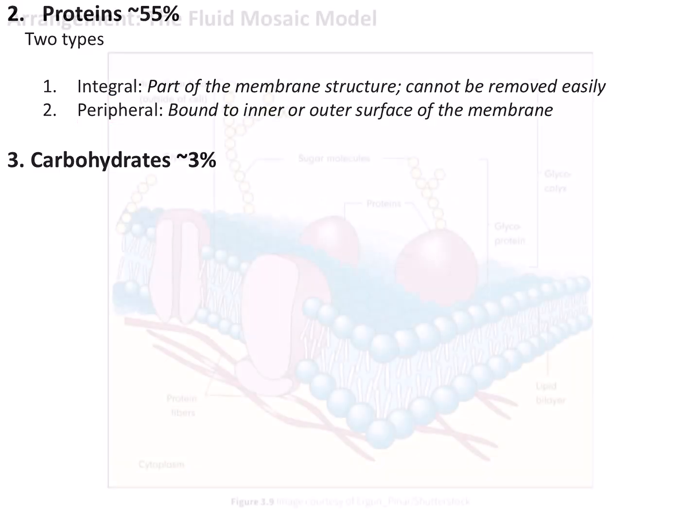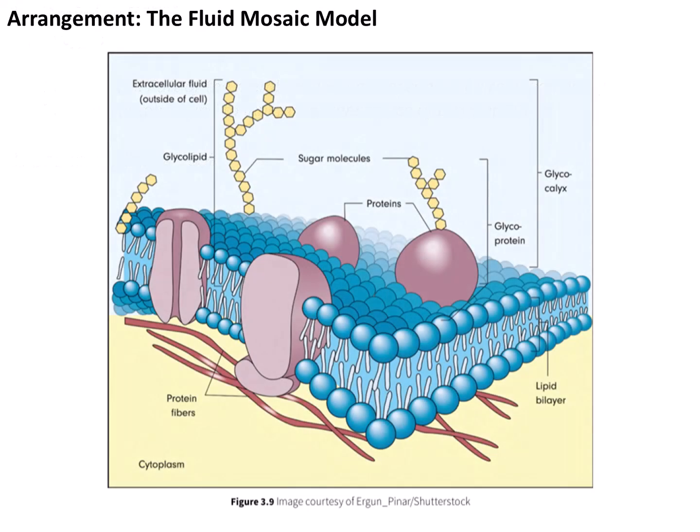The arrangement of the molecules in the plasma membrane resembles a mosaic. The membrane is also very fluid. When combined, we come up with the fluid mosaic model of membrane structure.